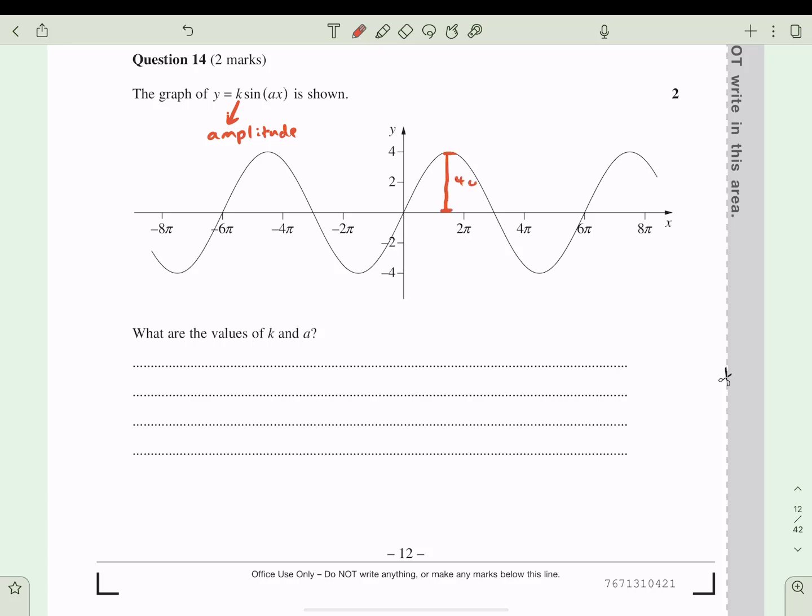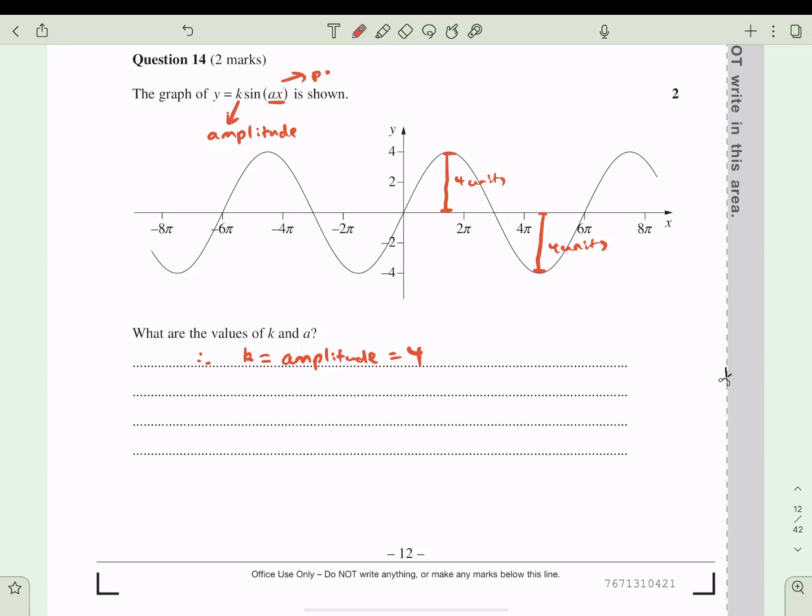So what that means is in this case here, we can all see that the height is 4 units, and the depth is also 4 units. So the amplitude is going to be 4 units here. Therefore, k is equal to the amplitude of my graph, which is equal to 4. Simple as that. Now, when we have a number in front of our x, so a is a coefficient of x in this case, that's related to period.